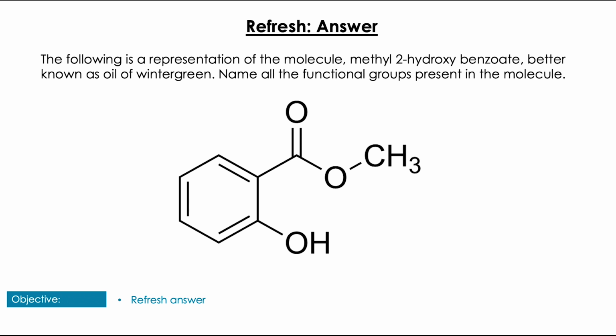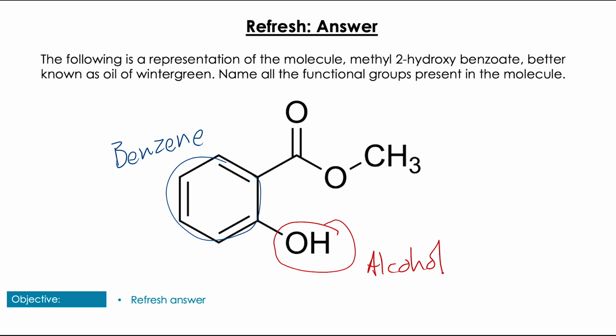Hopefully when you were looking at this molecule, you saw this classic benzene ring on the left-hand side and the alcohol group attached to the benzene ring. And here we see the ester bond, so that ester C double bond O with the two carbon chains either side.